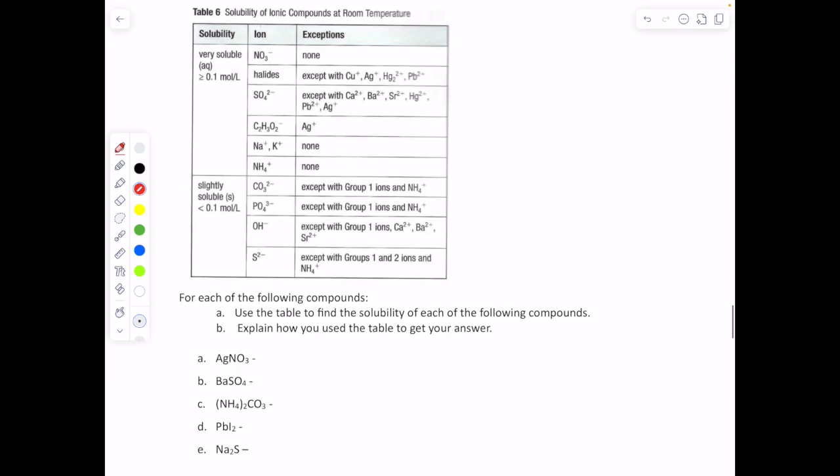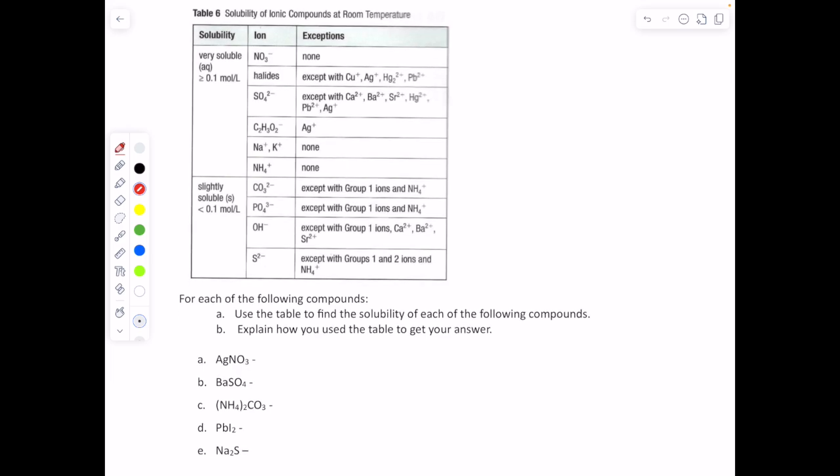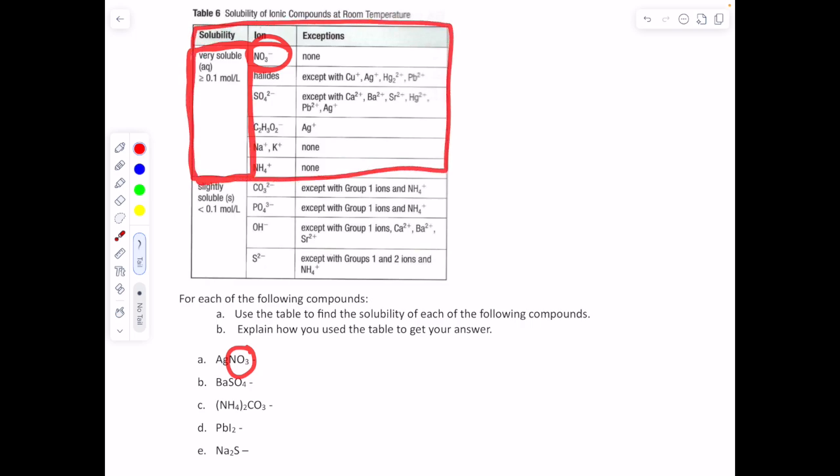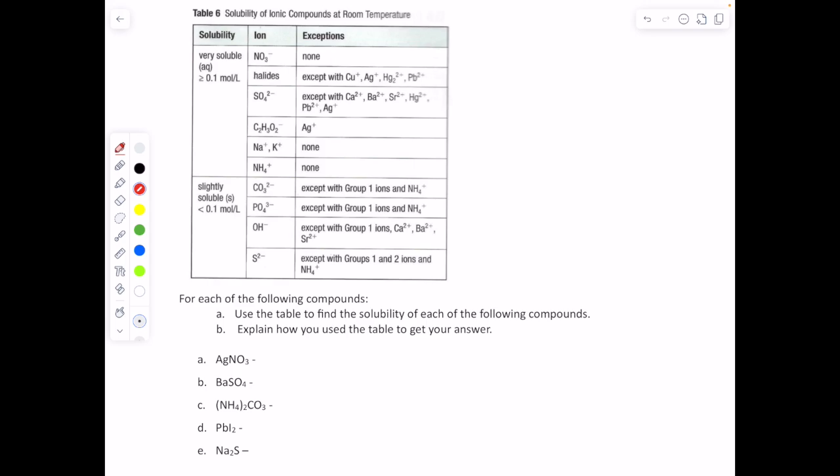First example is silver nitrate. Let's find nitrate on the solubility table. Nitrate lies on the top half of the solubility table, which indicates very soluble, and there are no exceptions. So silver nitrate is soluble.